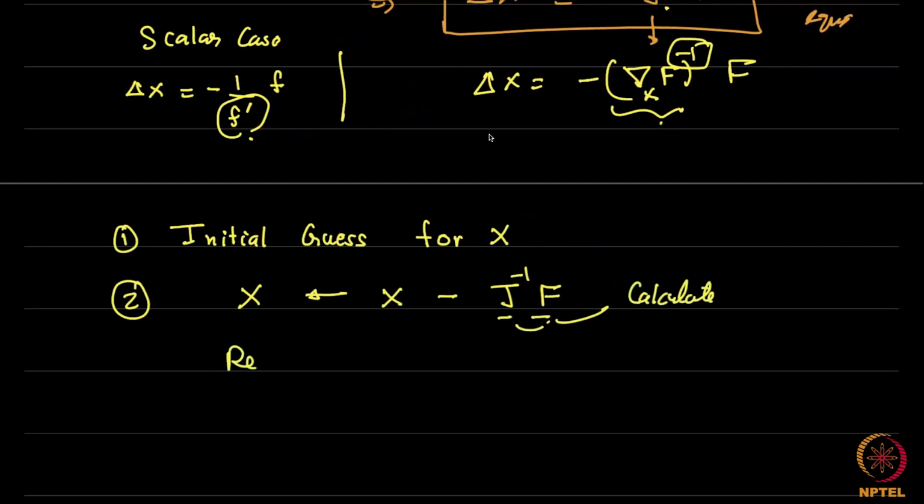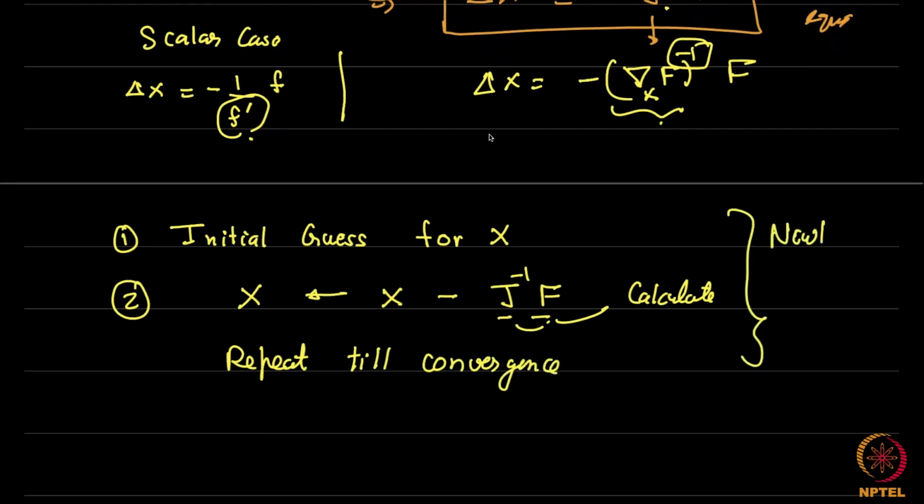And you repeat till convergence. That's it. This is Newton for a system of equations, and this is used in many practical places. Of course, it has trouble.